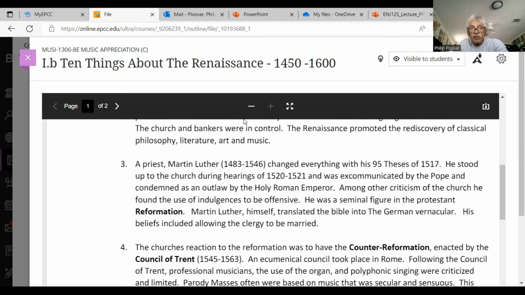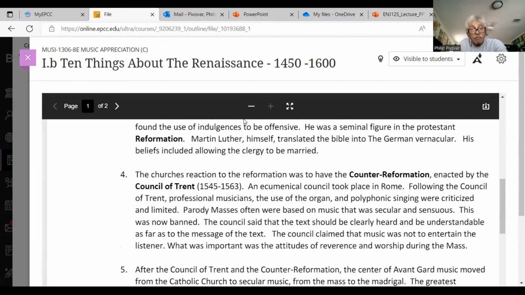Indulgences. So Martin Luther was a seminal figure in the Protestant Reformation. Martin Luther himself translated the Bible into the German vernacular. His beliefs included allowing the clergy to be married. Wow, not a bad idea.